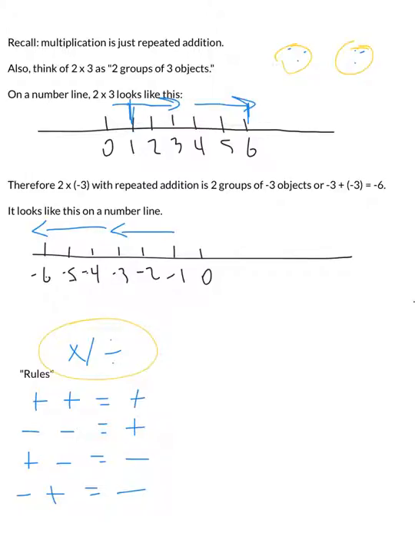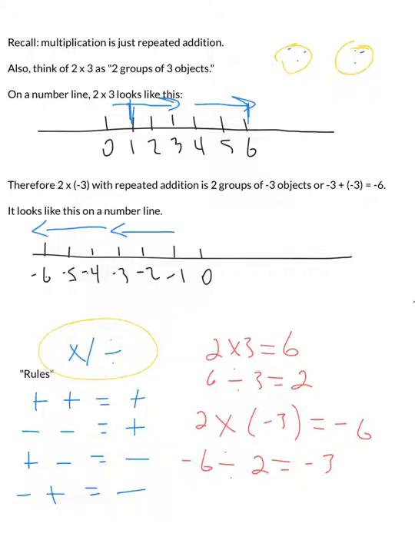So a little review. 2 times 3 is 6. 6 divided by 3 is 2. 2 times negative 3 is negative 6. Negative 6 divided by 2 is negative 3. Negative 6 divided by negative 2 is 3. Negative 2 times negative 3 is 6. Hopefully this will help.